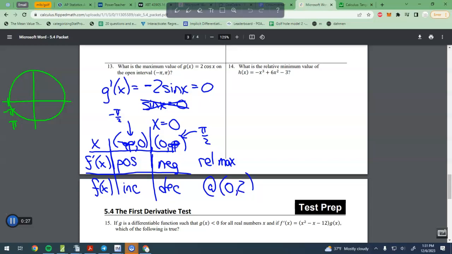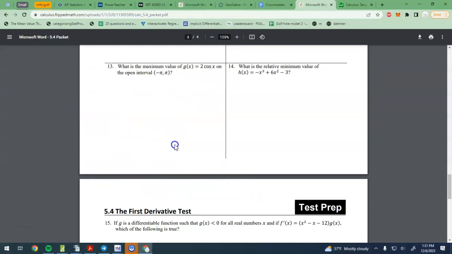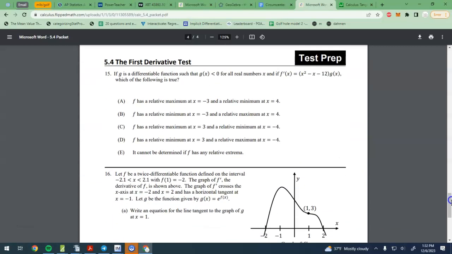Same result, right? But that's a good point. Other questions on 5-4? So I said just do part A, and oh no.